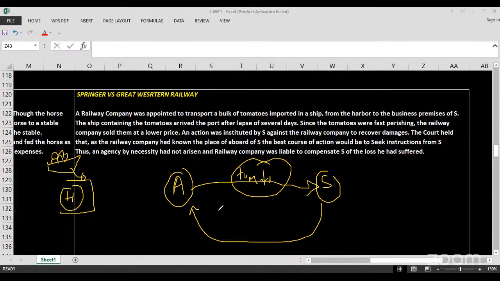They had to tell S that the cargo with tomatoes will be coming late, so it won't arrive on the right date, and that since tomatoes are fast perishing, what can we do? Their responsibility is not to do sales. Whatever things they are given, they just have to transport. So no agency has been created by necessity. Therefore the railway company is liable to compensate the loss incurred by S. So that's how this is created.